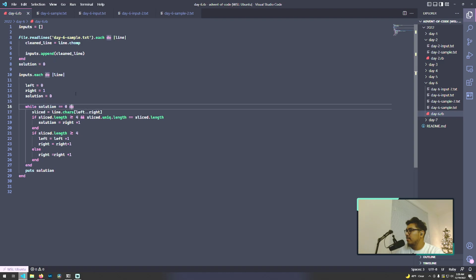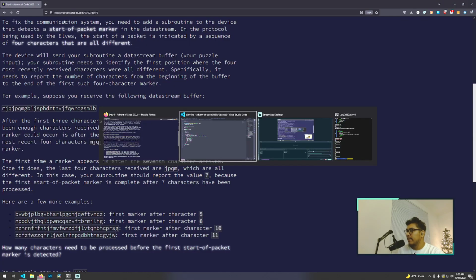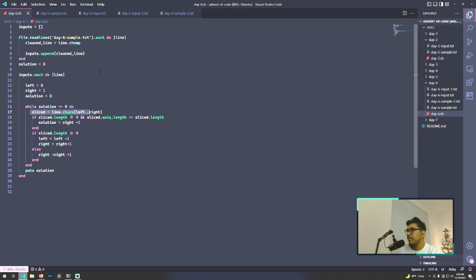So then, since in this case we're only looking for the first character, once we find the first one, we could break out of the loop. So that's why I have while solution is equal to 0. So I slice that array from left to right. So I'll slice it starting with 0 to 1. So that'll return just the first 2 indexes.